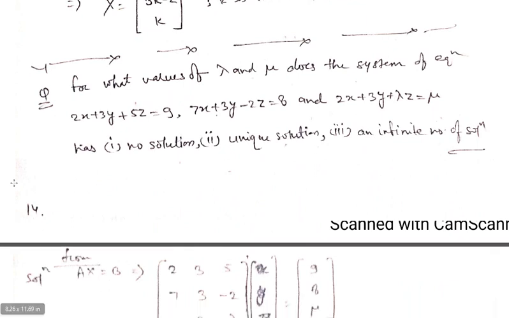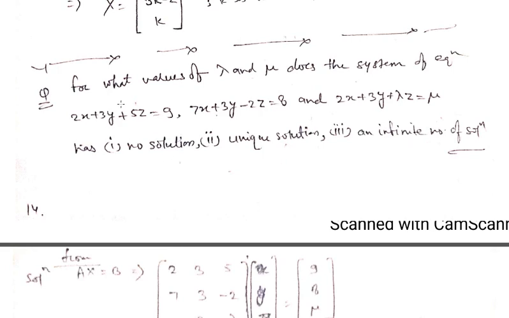We have one more problem. For what values of lambda and mu does the given system of equations have no solution, a unique solution, or an infinite number of solutions? In this system of equations, we are to find the condition on the relation of lambda and mu for which this system has a unique solution, no solution, or infinite number of solutions.